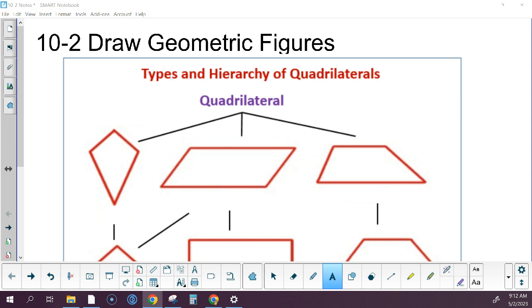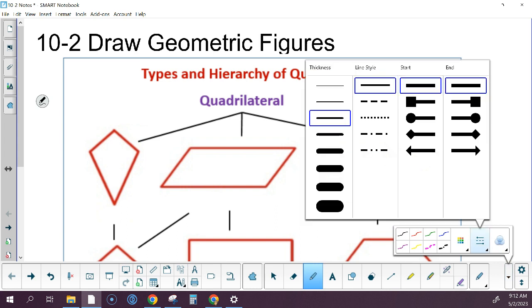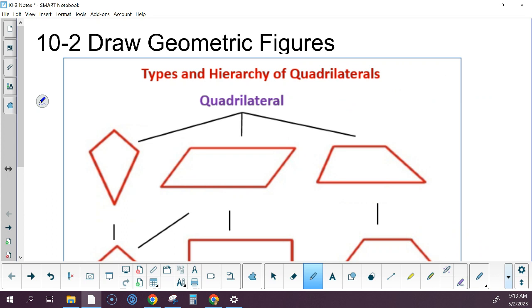Kashi speaking. With this video, we're going to go through the notes for 10.2, and this is on drawing geometric figures. This lesson is all on what they call quadrilaterals. So we're going to go through here and classify all these different quadrilaterals and what they all represent and what they mean. This is just a diagram that we're going to talk about.